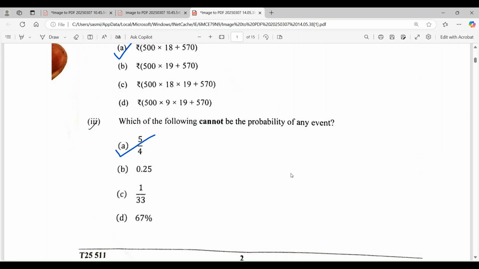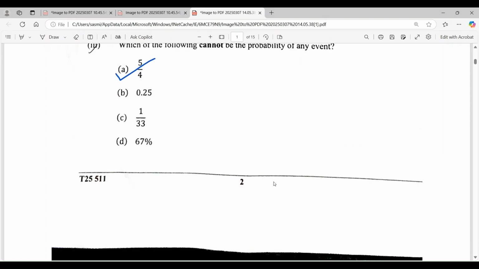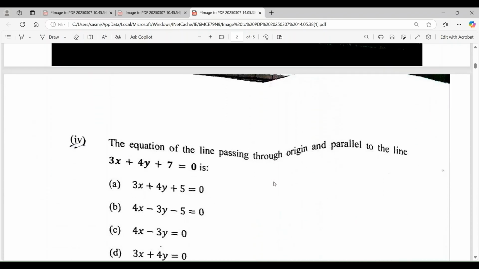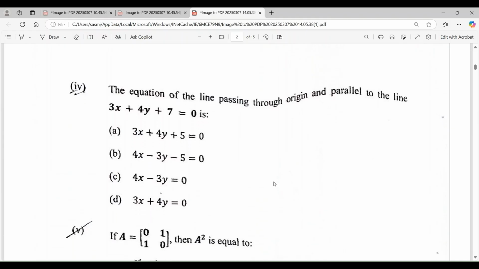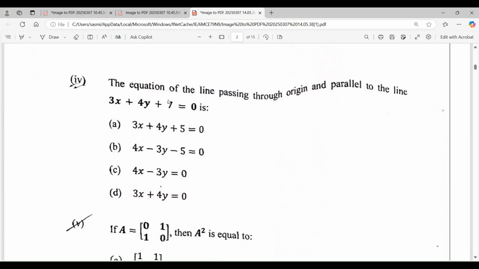Next, question 4. The equation of the line passing through the origin and parallel to the line 3x plus 4y plus 7 is equal to 0 is. The equation of a line parallel to 3x plus 4y plus 7 is equal to 0 will have the same slope but pass through the origin. Removing the constant term 7, the required equation is 3x plus 4y is equal to 0. Correct answer D.